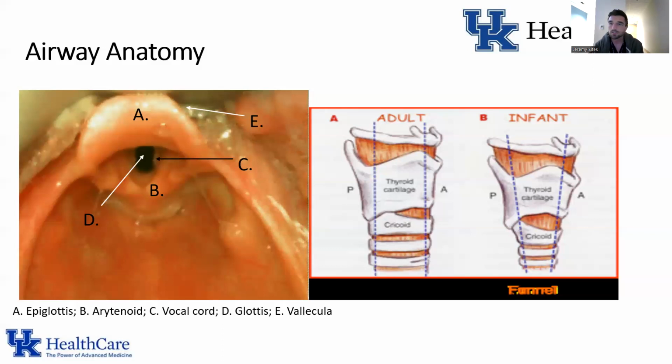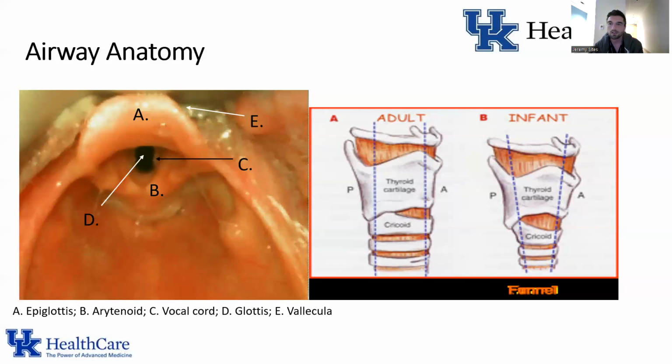D is the glottis, not really a structure per se, but more an anatomical space, the space occupying the area in front of the vocal cords. And then finally, E is the vallecula. You'll notice here this metallic structure above the epiglottis. That's the blade that was used to obtain this view, probably a Mac blade. Not really something you need to know right now, but it will be useful if you do an anesthesia rotation next year. The vallecula is an important structure that individuals who are intubating need to know about in order to direct where their blade goes when they are intubating.